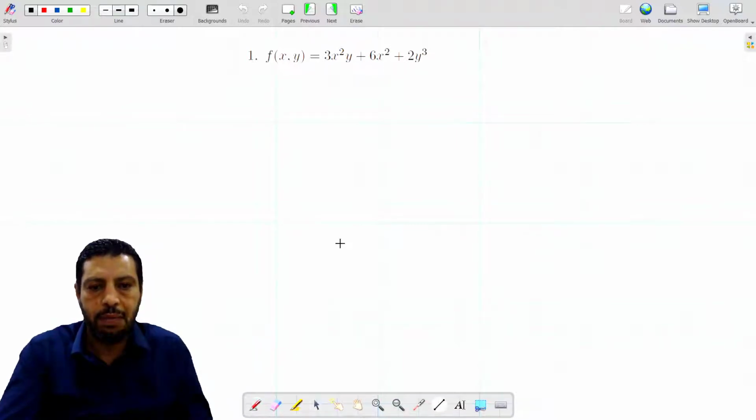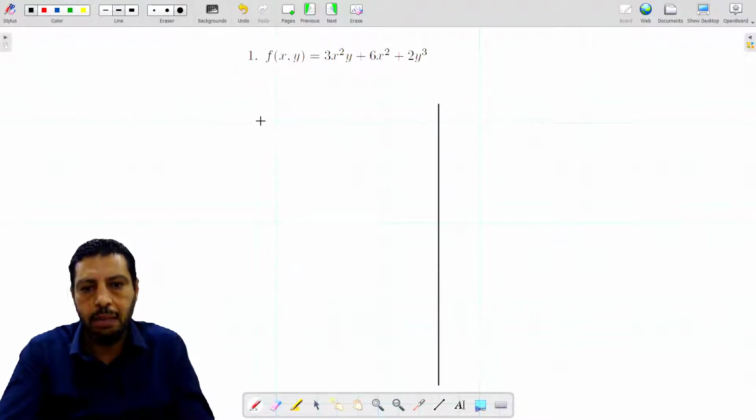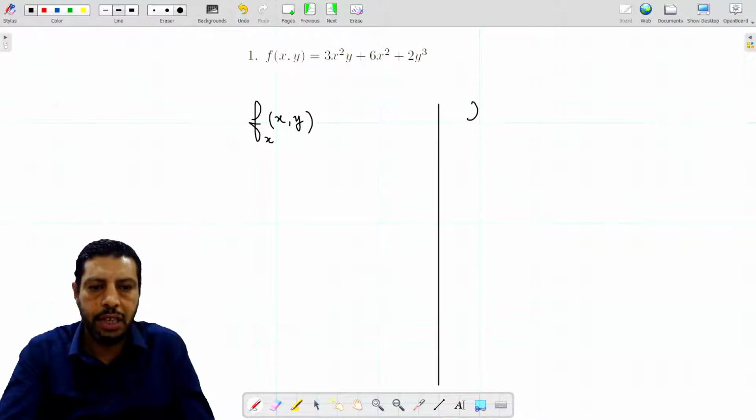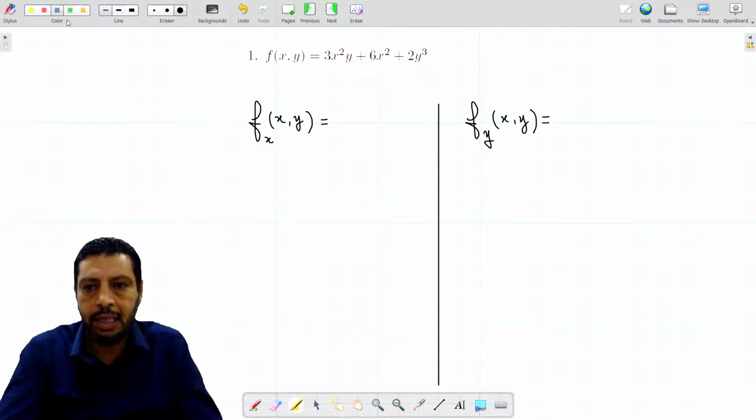We will start by computing the first order partial derivatives. It means the partial derivative with respect to x, fx of x and y, and the partial derivative with respect to y, fy of x and y. When you compute the partial derivative with respect to x, you consider y as constant. So let's highlight the expressions depending on x. The x appears in the x squared here and in the x squared here.